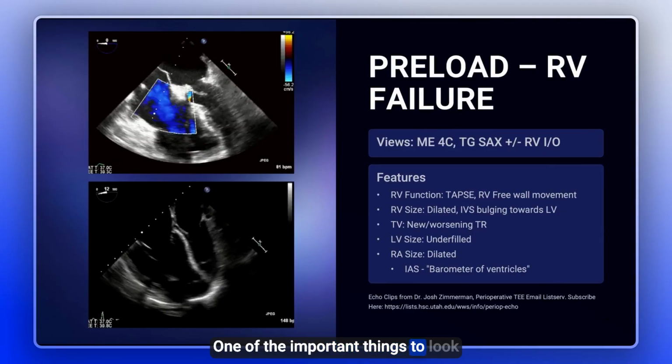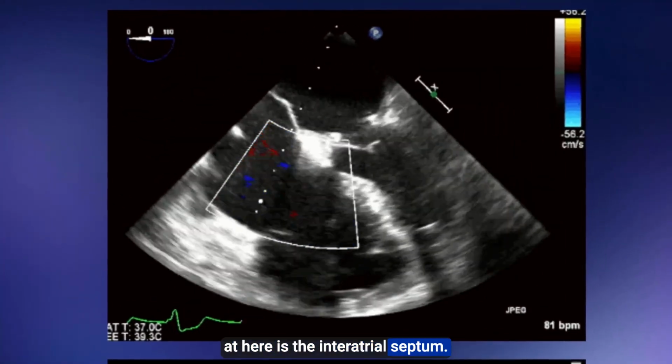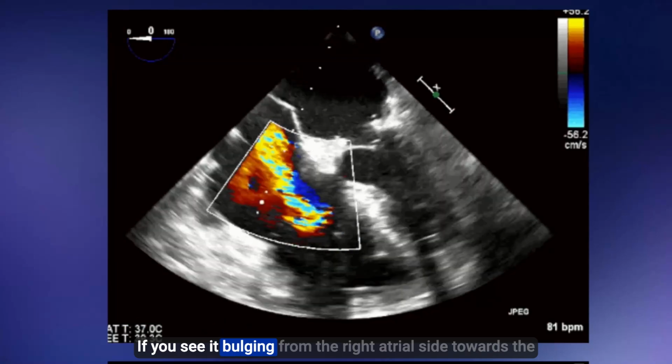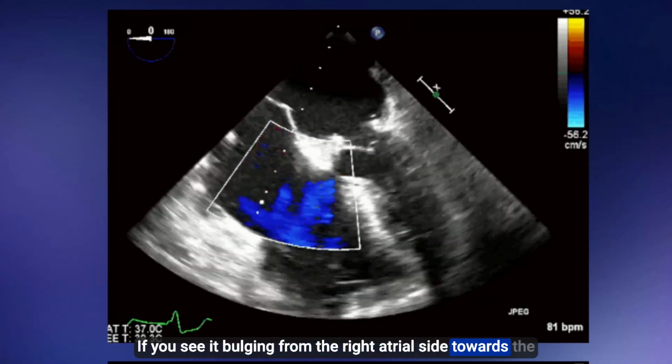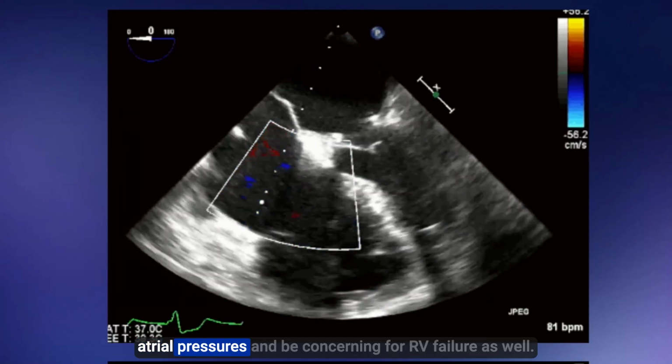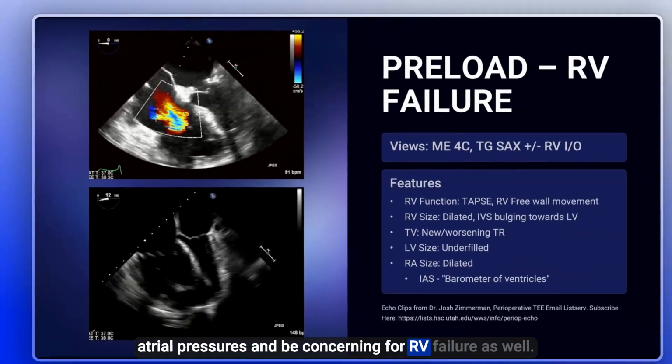One of the important things to look at here is the interatrial septum. This has been known as the barometer of the ventricles. If you see it bulging from the right atrial side towards the left atrial side, this can be indicative of very high right atrial pressures and be concerning for RV failure as well.